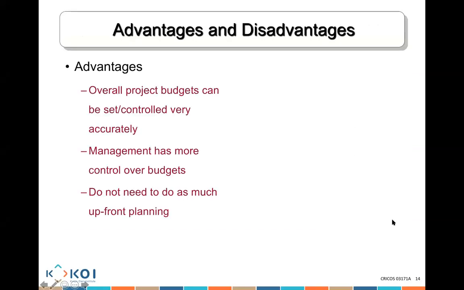So, the advantages of making a top-down estimate is the overall project budget can be set and controlled very accurately, especially if senior management would like to have very high control on specific budgets. So basically, the control will be available for senior management. And because we're not really making detailed planning, we don't need all of this time to make the early estimation. So there's no need for me to spend a lot of time in all of this upfront planning.